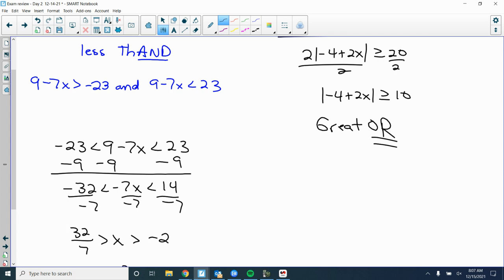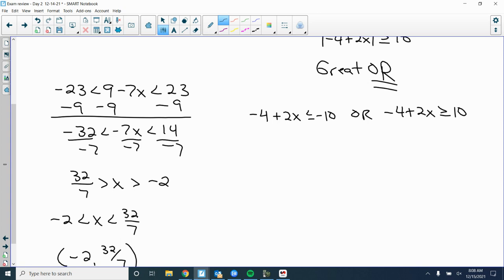Okay, so now again, you're going to flip the sign of this inequality and negate the number. This is when you drop the absolute value. So -4 plus 2x is less than or equal to -10, or -4 plus 2x is greater than or equal to 10. So we get an OR case. Solving those, what do we get here? I'm going to add 4. 2x is less than or equal to -6. Divide by 2. X is less than or equal to -3. Add 4. 2x is greater than or equal to 14. X is greater than or equal to 7.